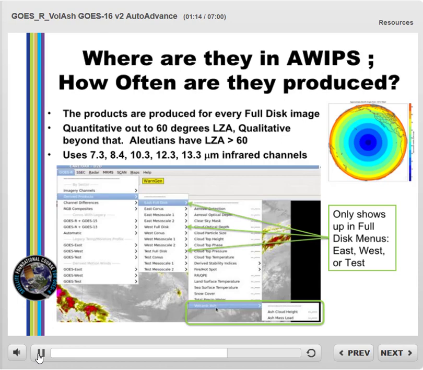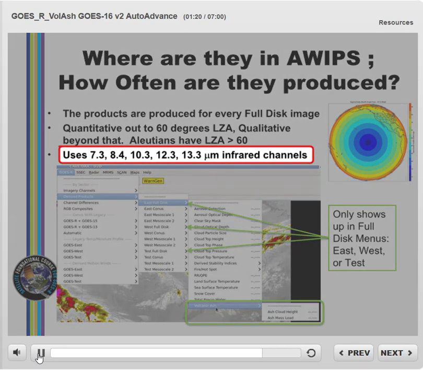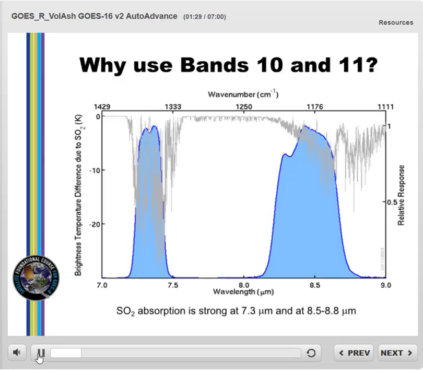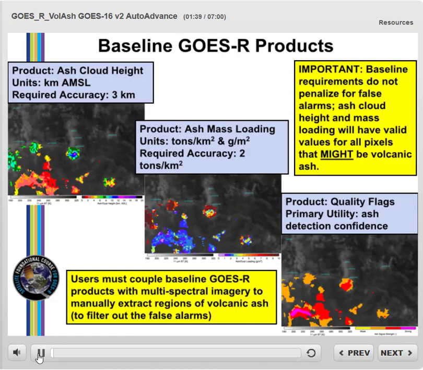Product computation requires ABI bands 10, 11, 13, 15, and 16, which have the wavelengths noted on the slide: 7.3, 8.4, 10.3, 12.3, and 13.3 micrometers. Bands 10 and 11, the low-level water vapor band and the infrared cloud phase band, are used because they sense radiation that is absorbed by sulfur dioxide, a common discharge from volcanoes.